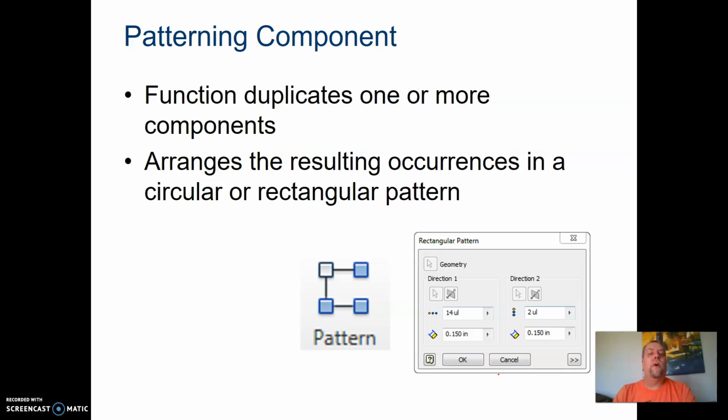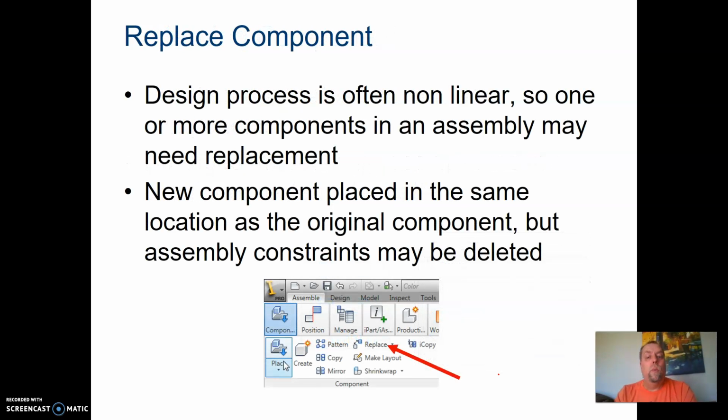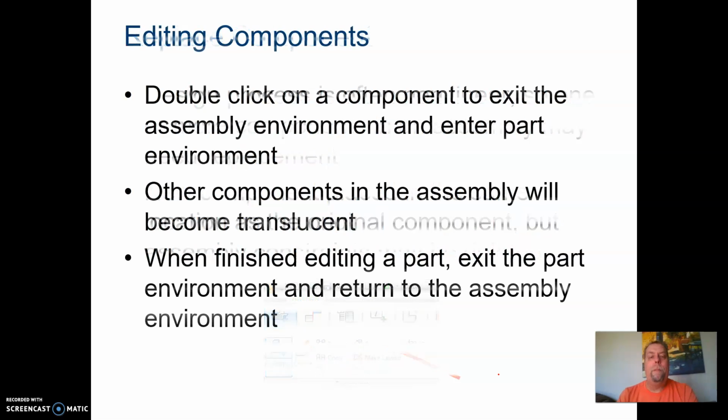Patterning components duplicates one or more components. It also arranges the resulting occurrences in a circular or rectangular pattern. So it allows you to put it in a pattern. Replacing a component, you can actually go into the assembly, right mouse click on a component or a part, and say replace the component, and then you can choose which component you want to put in there instead. A new component will replace that one.